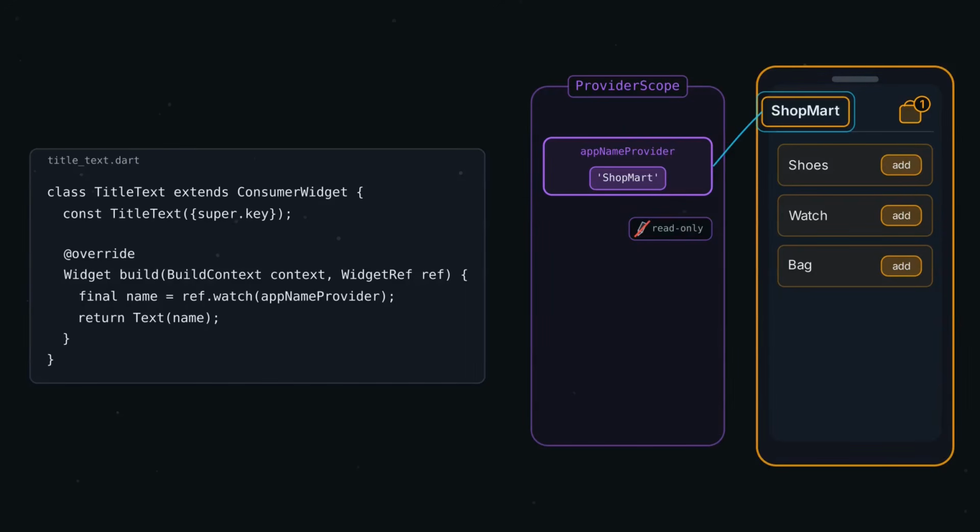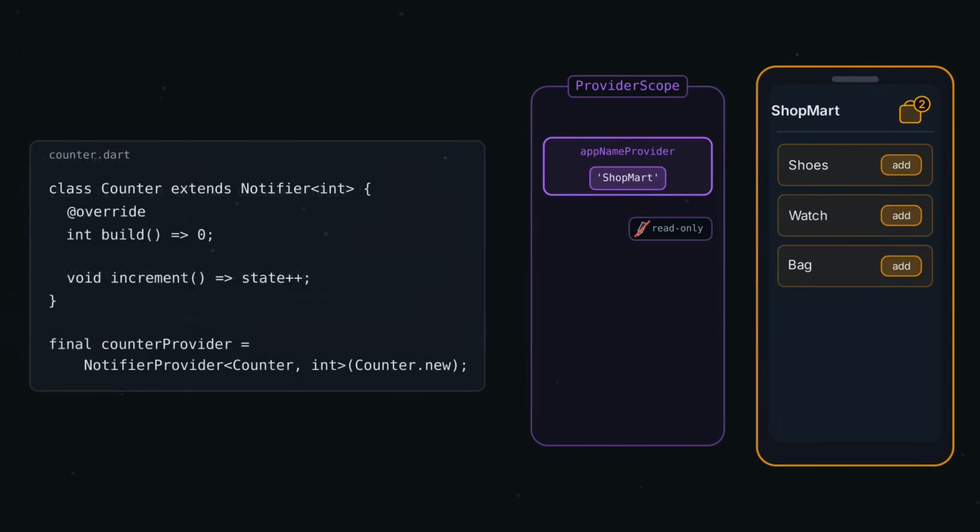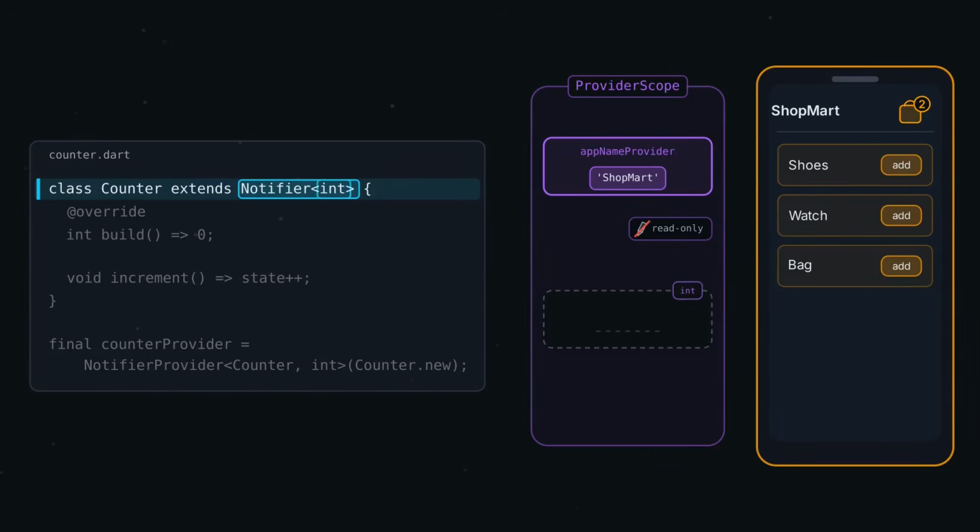A read-only value is nice, but real state changes. For changing state, Riverpod gives you the Notifier. We will build the classic counter first, because it is small enough to see every moving part. The cart comes right after. Look at the class line. Counter extends Notifier<int>. That int is the type of state this class protects. Next, the build method. This is the starting value. Our counter begins at 0.